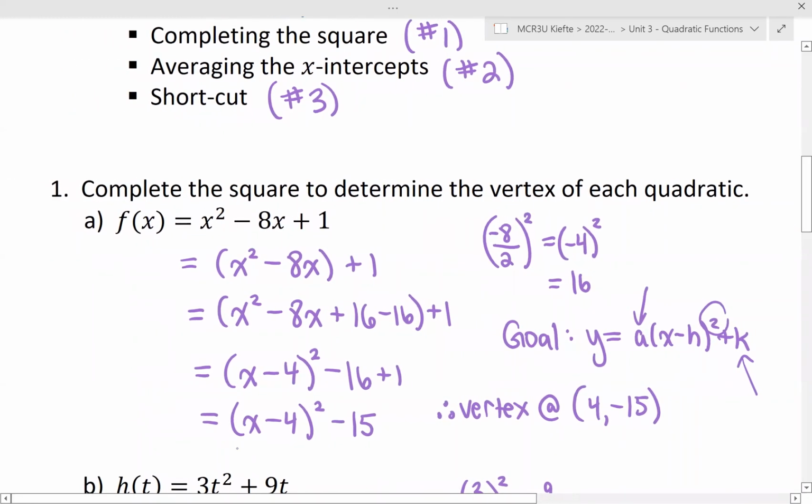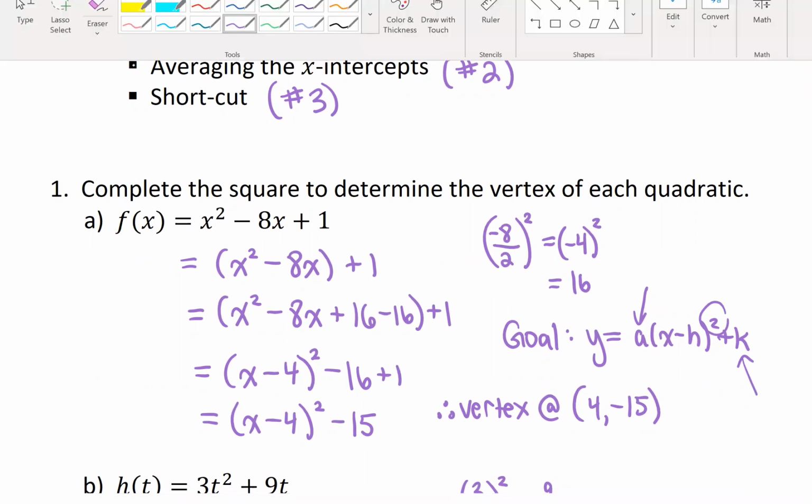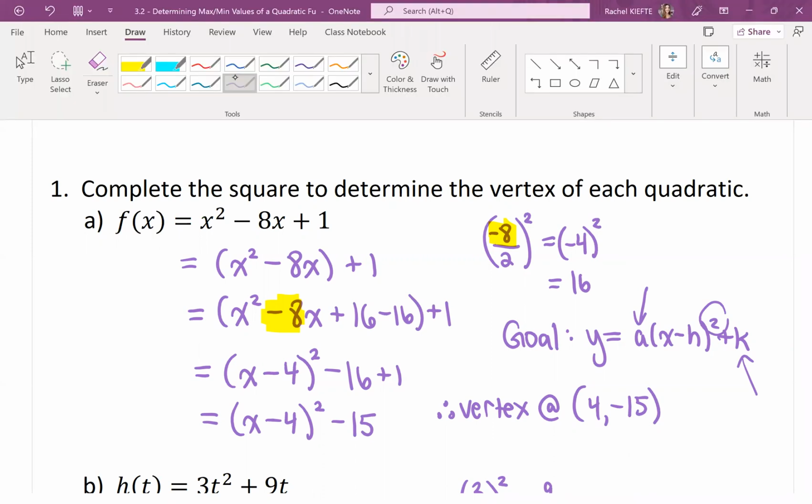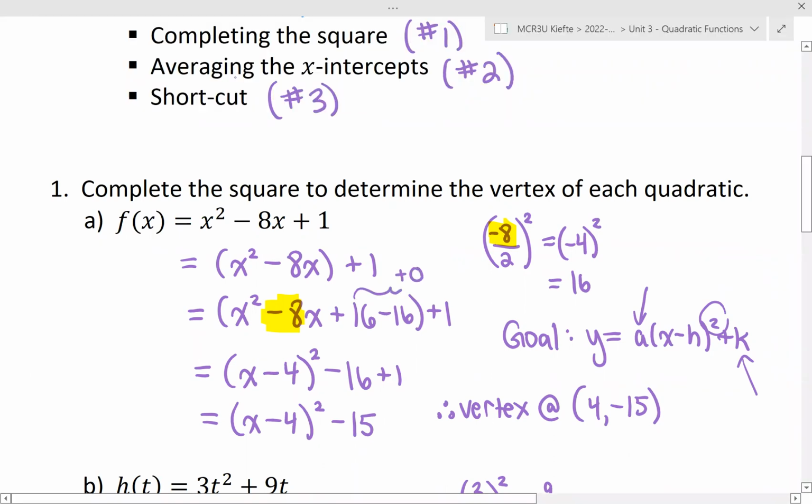And then here, when we're deciding what we are adding and subtracting, you are going to take this number right here, and you're going to divide it by 2 and square it. And that would be -4 squared, which is positive 16. And then remember that we don't actually want to change the equation at all, which is why we are actually adding 0. Because if we add 16 and subtract 16, we haven't changed the equation at all. So we're just adding 0 in a sneaky way.